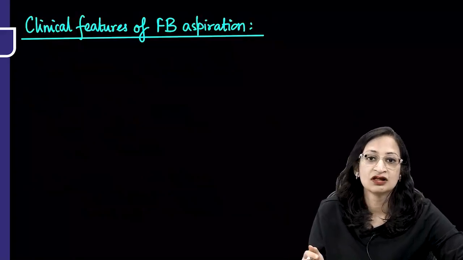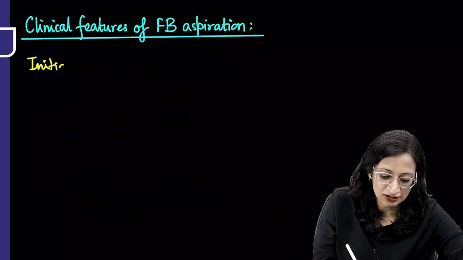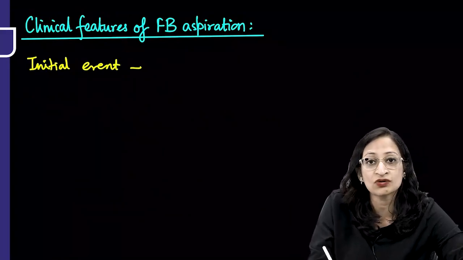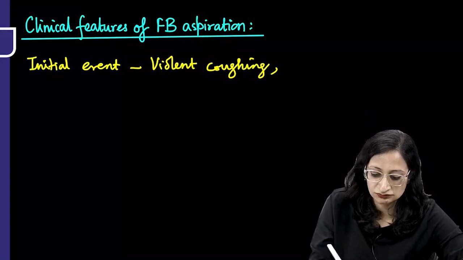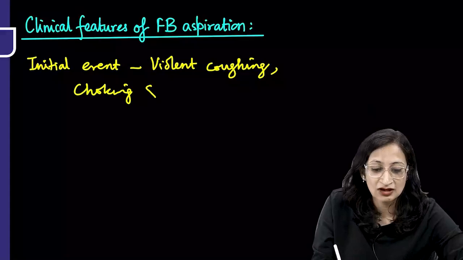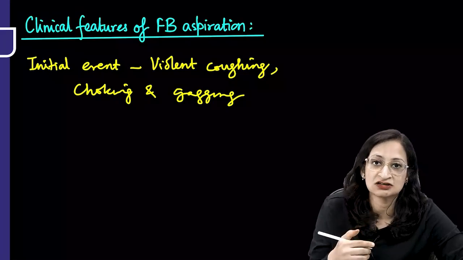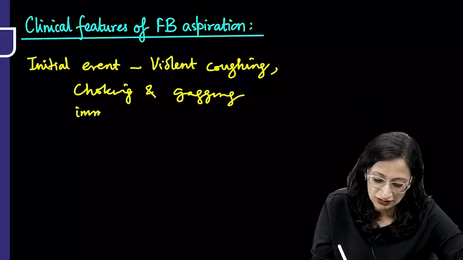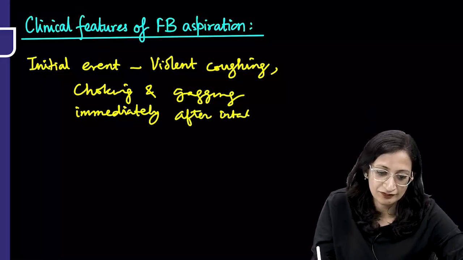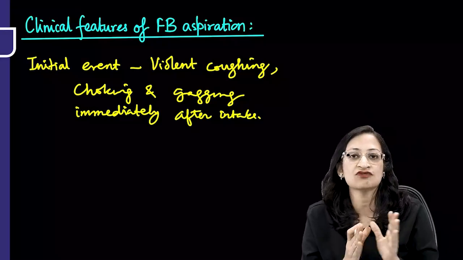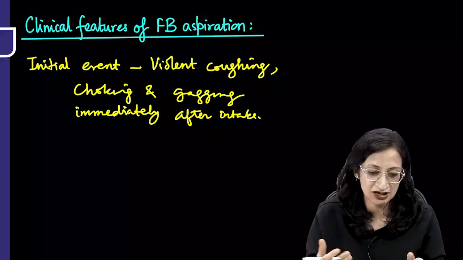The clinical features of foreign body aspiration: the initial event is going to be an episode of choking. Violent coughing, choking and gagging, immediately after the intake of some food item or some item inside the mouth. Then there is an asymptomatic interval when the foreign body becomes lodged and the reflexes get fatigued and irritating symptoms subside.